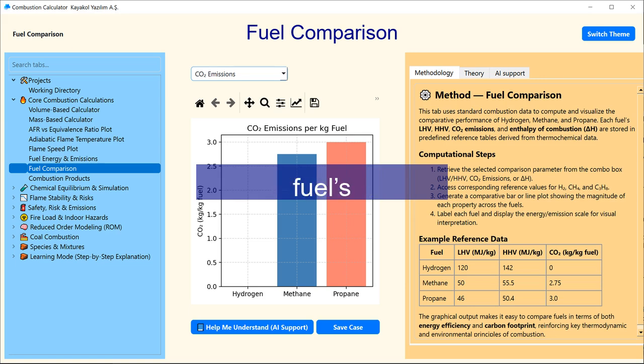Each fuel's LHV, HHV, CO2 emissions, and enthalpy of combustion, delta H, are stored in predefined reference tables derived from thermochemical data. The graphical output makes it easy to compare fuels in terms of both energy efficiency and carbon footprint, reinforcing key thermodynamic and environmental principles of combustion.